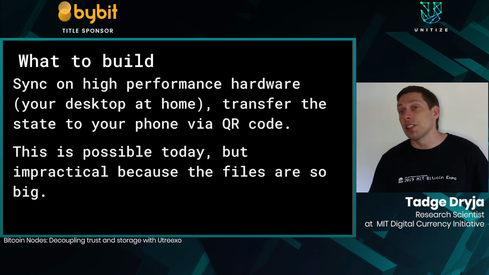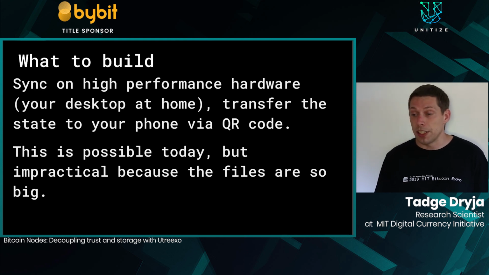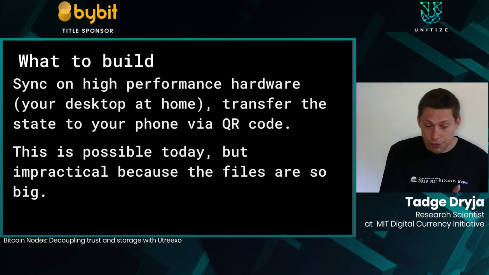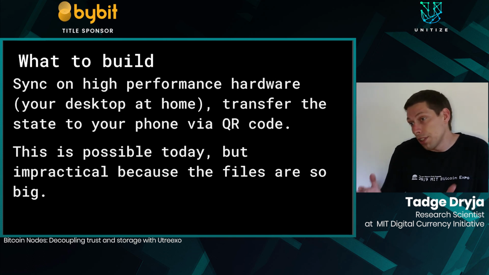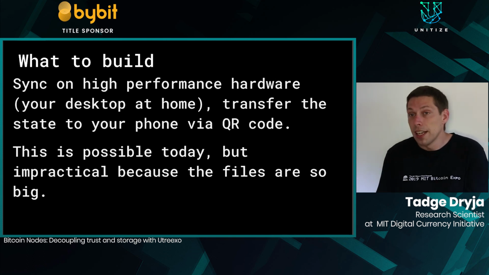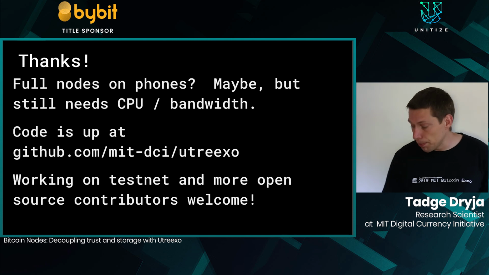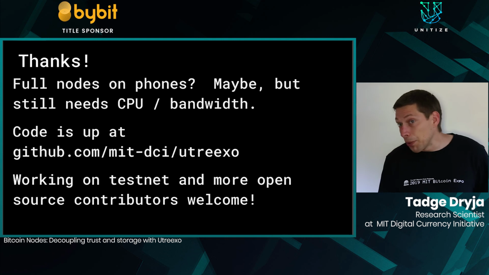Yeah, there's other things you can do. You can split up the validation. So maybe you have a couple computers and you take turns, or like this computer does the first 300,000 blocks, this computer does the next 200,000, this computer does the end, and they can sort of run in parallel and transfer states to each other very easily. Okay, so that's basically the gist of the talk. The idea, maybe you can have full nodes on phones.